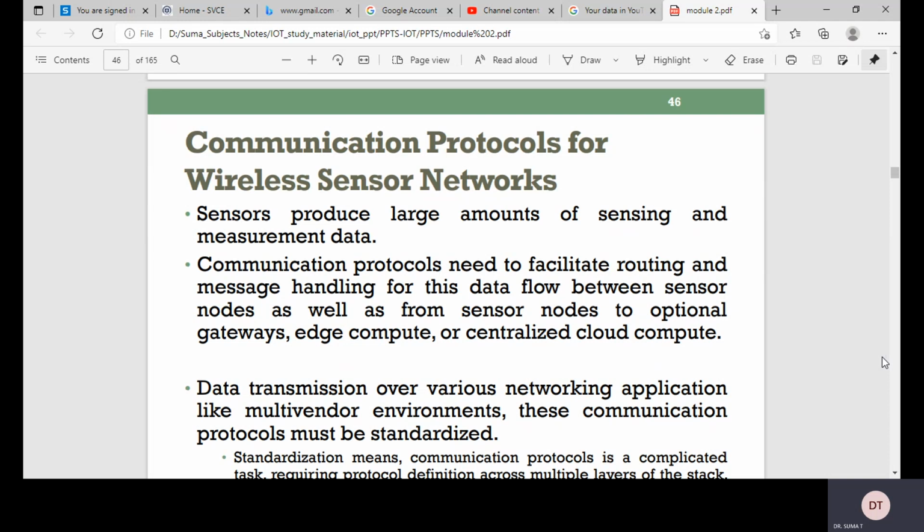IoT is one of those rare technologies that impacts all verticals and industries, which means standardizing the communication protocols is a complicated task. It requires protocol definition across multiple layers of the stack as well as a great deal of coordination across multiple standards development organizations. Recently, there have been focused efforts to standardize communication protocols for IoT, but as with the adoption of many significant technology movements, there has been some market fragmentation.